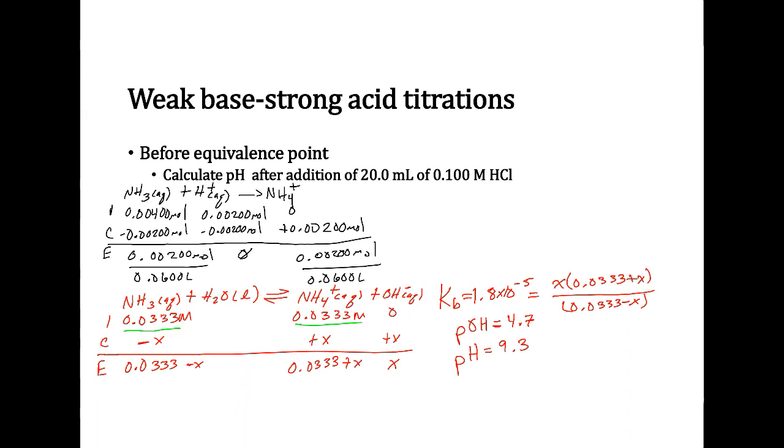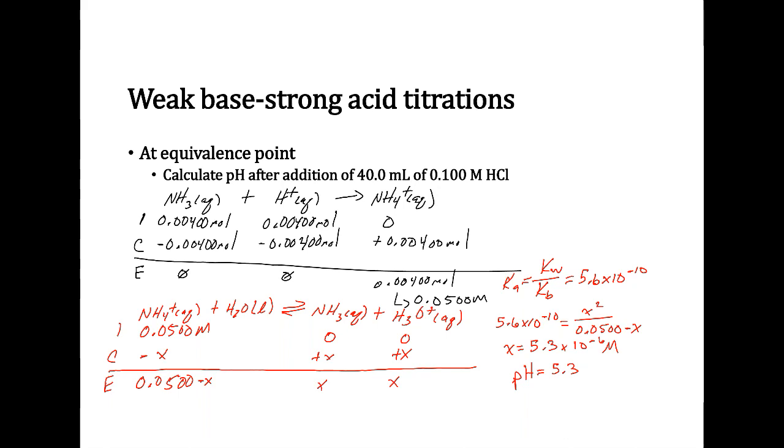We have our values. The initial concentration is 0.0333. Since those are to the negative second, we can ignore this x value in both cases. So we can find the pOH, and we should find that the pOH is equal to pKb for this specific example. And then we can subtract off and find the pH.